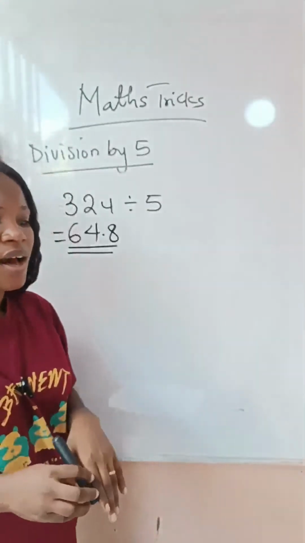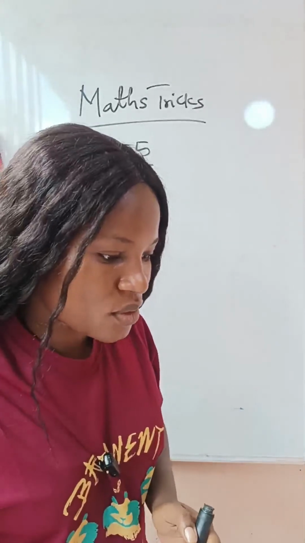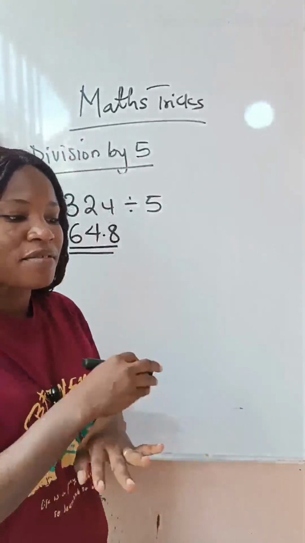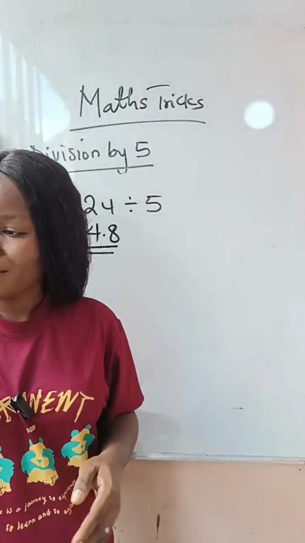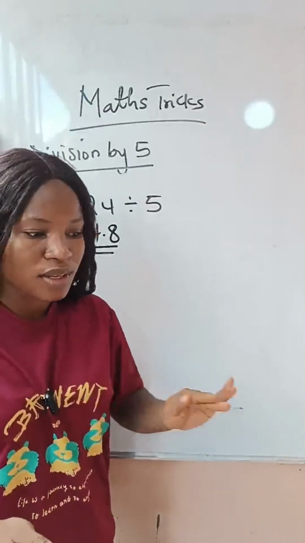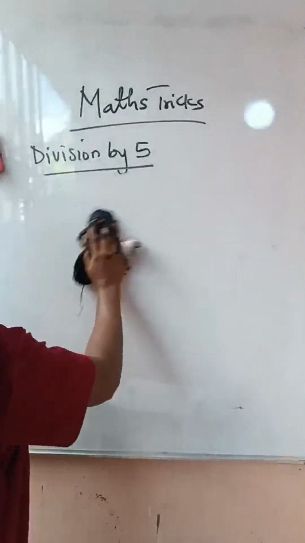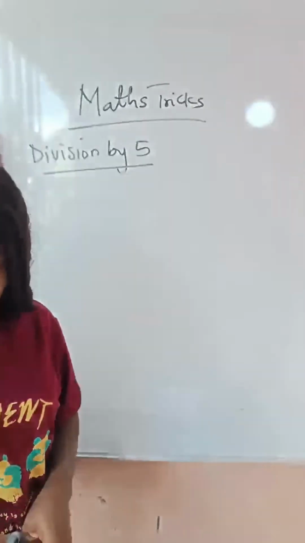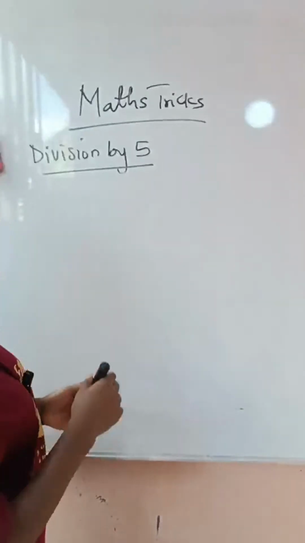Now, another point: this will work when 5 is in the denominator. Any number you want to divide by 5, double that number, and then put your decimal point before the last digit. Whenever you have a number you want to divide by 5, it shouldn't be something you start looking for a calculator for.